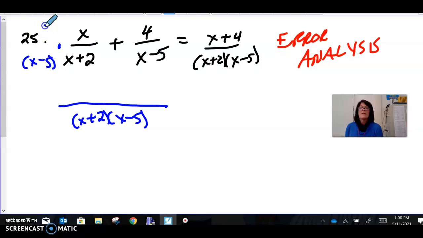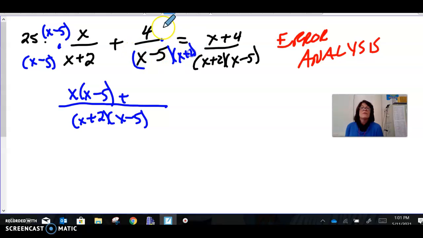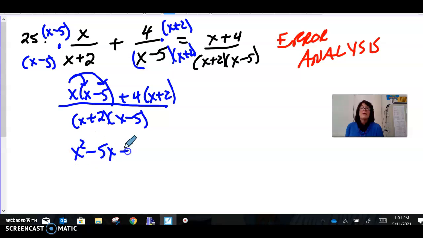So I have to multiply top and bottom by x minus 5. The 4, I'm going to have to multiply by the x plus 2 in order to make the new denominator x minus 5, x plus 2. Okay, so now when I distribute my x through, I get x squared minus 5x. When I distribute my 4 through, I get 4x plus 8.